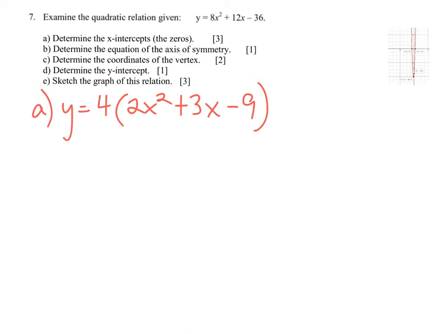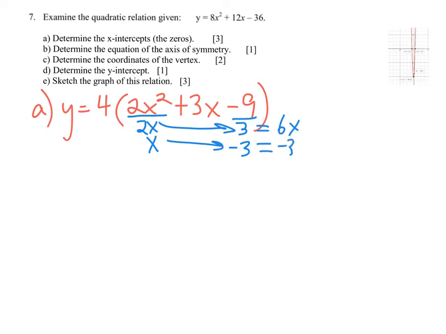Let's consider factors of 2x squared, 2x and x. And let's consider factors of negative 9, 3 and negative 3. And then let's multiply these factors, and we'll get the first product of 6x. We'll multiply the next two and get a product of negative 3x. And when we add these products, we'll get a sum of 3x. So we found the combination of factors that lead to products which lead to a sum of 3x.